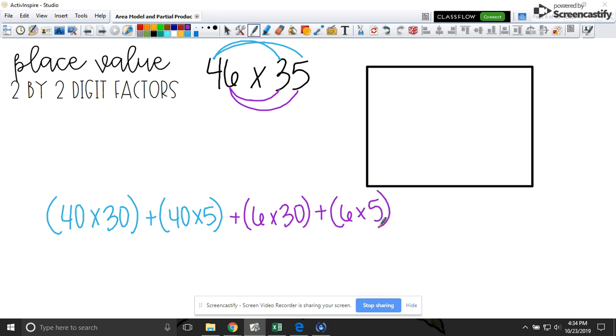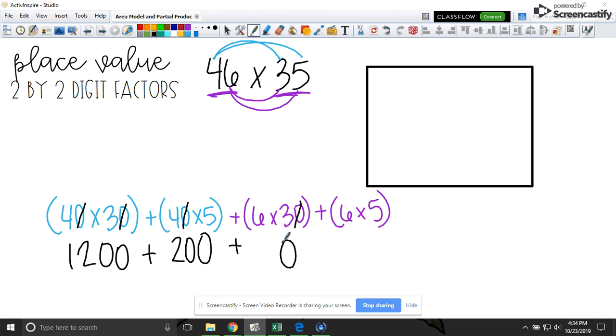The big rule here, and the big rule really in all of multiplication, is to make sure that all of your digits in one factor are applied to all of your digits in the other factor. You just want to make sure that they all get together and multiply. That's what the distributive property is. So finally, we just go through and solve. So 0 and 0, 4 times 3 is 12, plus 0, 4 times 5 is 20, plus 0, 6 times 3 is 18, and no 0, 6 times 5 is 30.